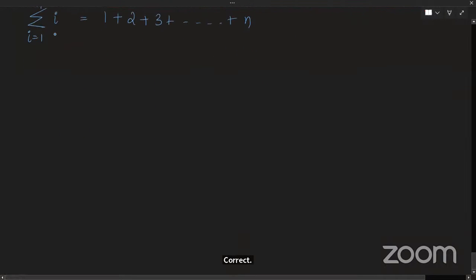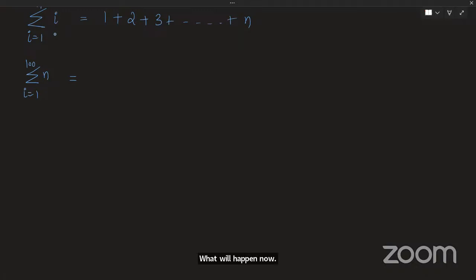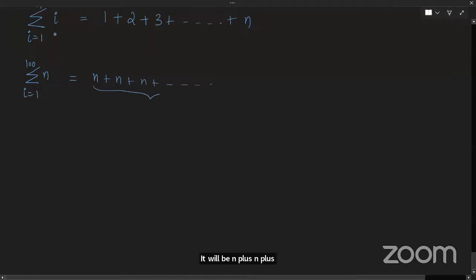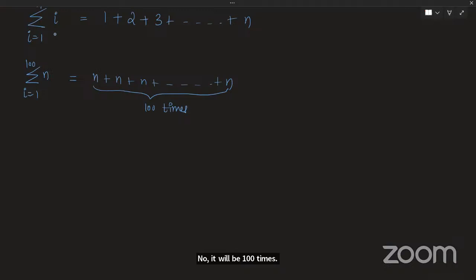And just one more thing to make clear. Now let us assume something like this: sigma I is equal to 1 to 100 of n. Now can you tell me what will happen? It will be n plus n plus n plus so on. How many times? 100 times, because I have taken from 1 to 100. Now you understand why it is n. Any doubt? No, sir.